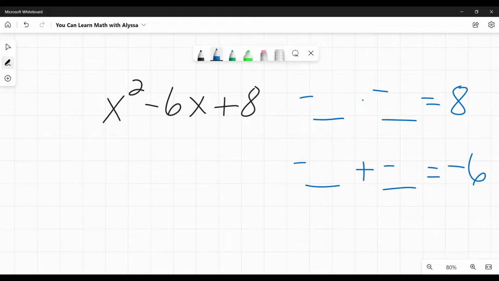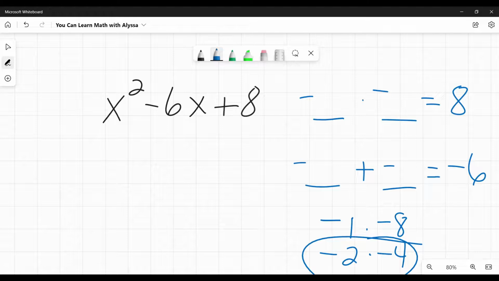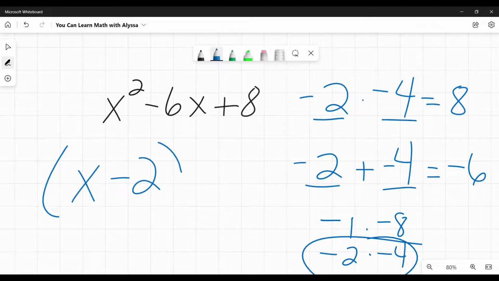To write my negative factors of 8, that would be negative 1 times a negative 8, or a negative 2 times a negative 4. If I add those together, I get negative 9 and then negative 6. There is my answer. So negative 2 times negative 4, negative 2 plus negative 4. And I would write my final answer as x minus 2 times x minus 4.